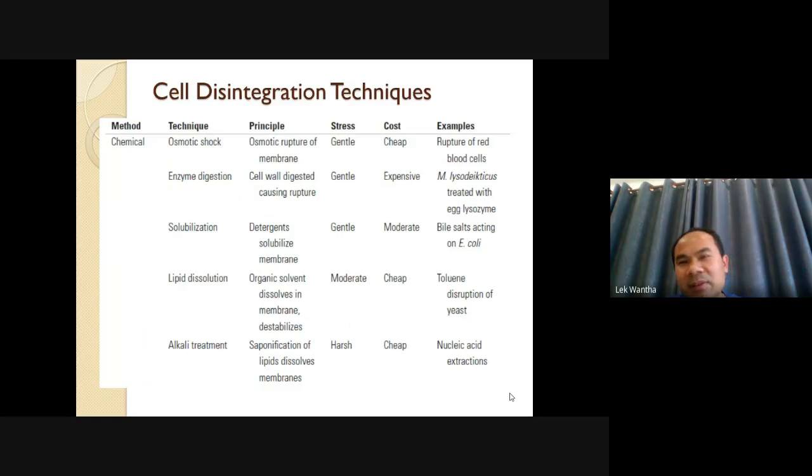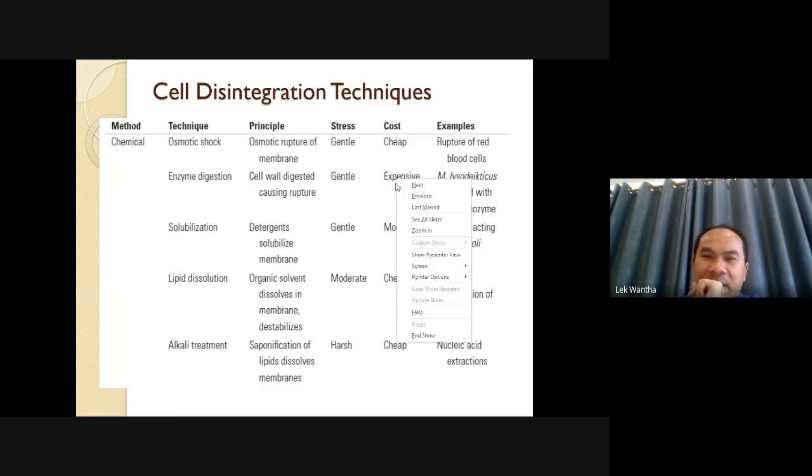For this case, we have to add some water or some solvent into the cell. If we add some water into the cell, the cell will become bigger, until it is larger. ก็คือใส่เข้าไปแล้วมันก็บวมขึ้น the cell will swell and release some chemical, some product, out of the cell. That's why the condition is gentle, and the cost of the equipment is quite cheap. For example, we would like to rupture the red cell.